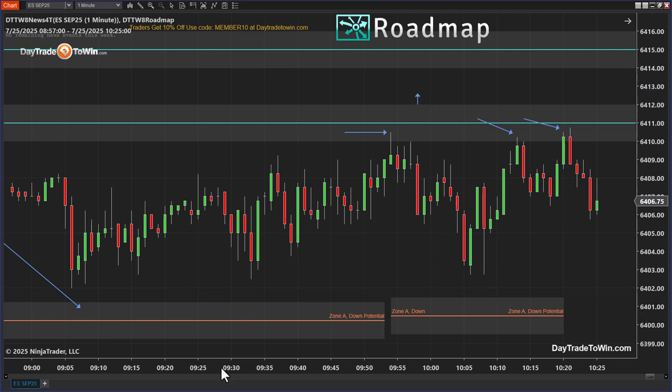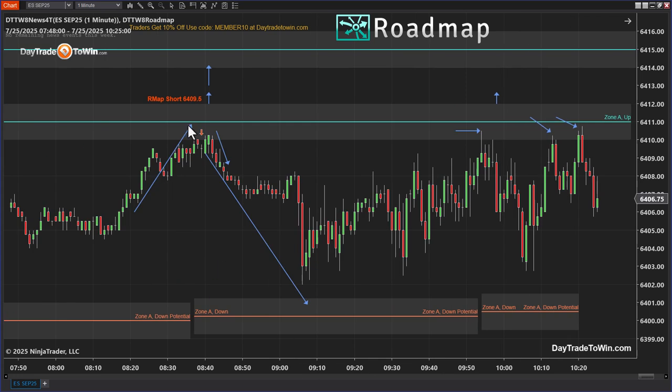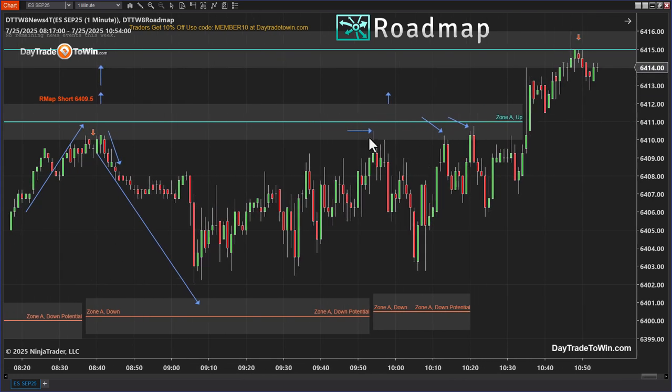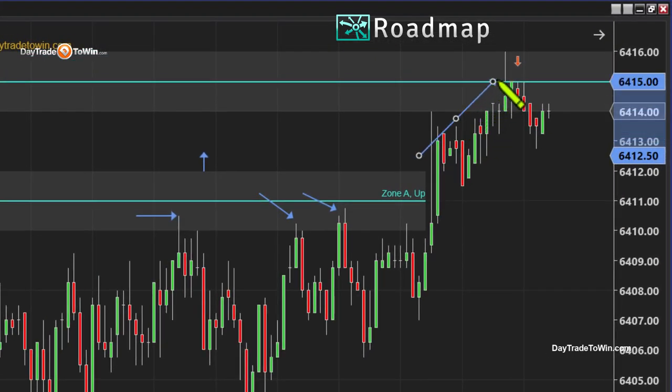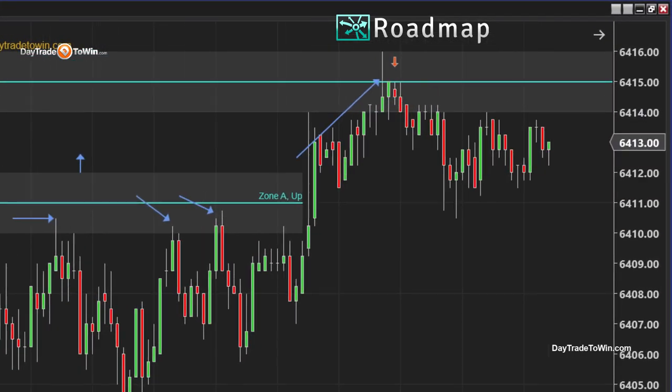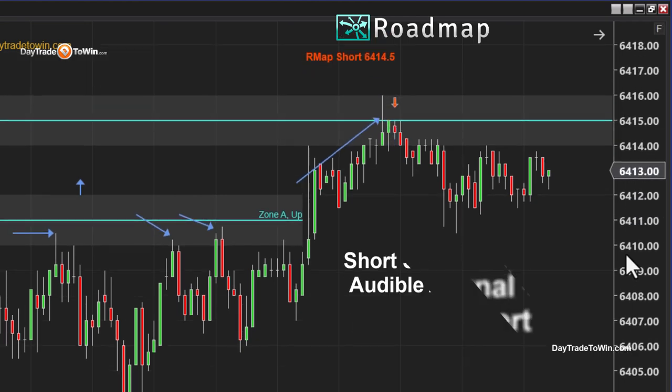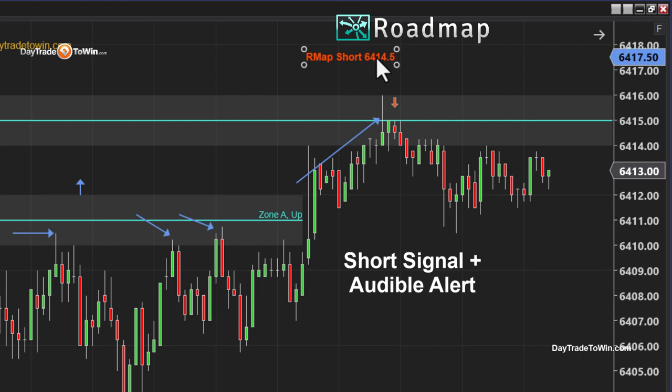So in every instance here, before the market opened, after the market opened, about half hour after the market opened, it got stuck here at the roadmap zone. It's exactly what we want to see. And then the market blew through the zone and hit the next zone. And then what happened? The market stopped and reversed. So if you took a short trade, this is a short trade. Here's the signal here, 64.14.